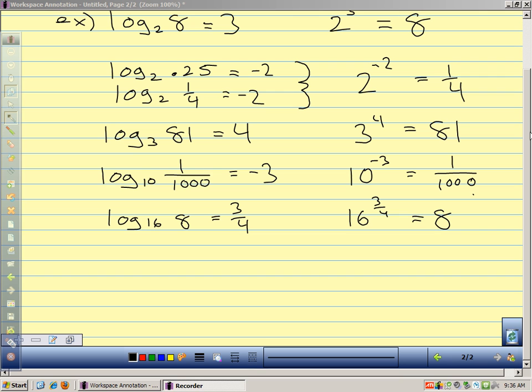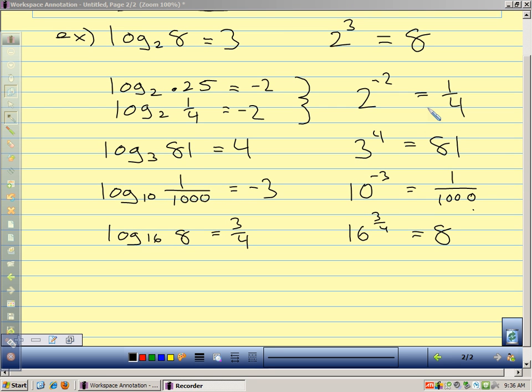Questions on switching from exponential to logarithmic form? So this is a big part of what we're going to do today, and actually Friday. We're going to practice some more with this on Friday. It's just getting familiar with what logarithms mean. What do they tell us? So let's talk about some of the properties of logarithmic functions.